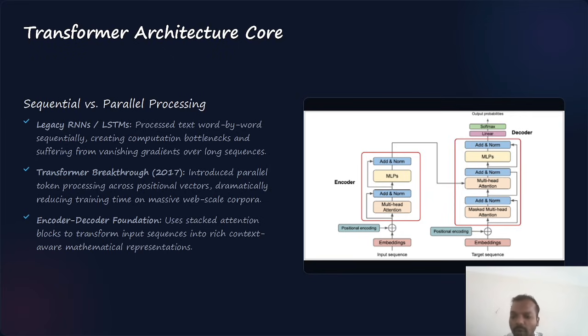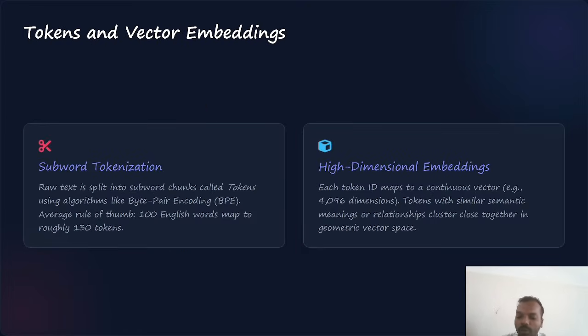Before transformers, older models like RNNs processed text sequentially, one word at a time, like reading a book through a tiny keyhole. It was slow and struggled with long sentences. So transformers changed everything by processing all words in a sentence simultaneously, in parallel, using GPU hardware, unlocking massive scalability.